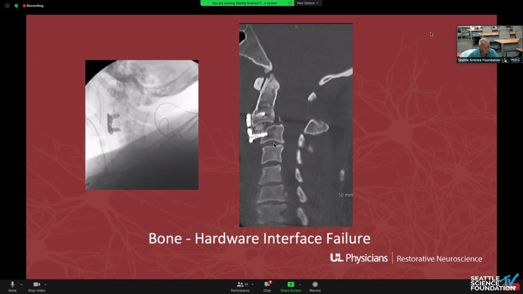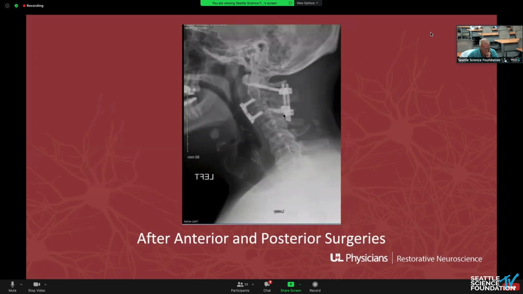I think part of the problem is it's a Levine 2, Levine 3, and an atypical fracture. And he ended up requiring additional posterior instrumentation.